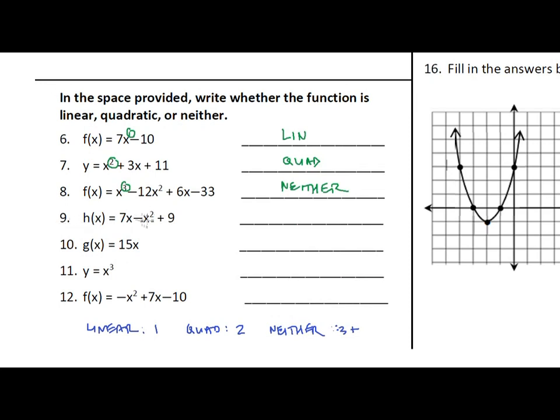Number 9. Easy to make a mistake on this. Students will say, oh, the highest exponent is 1. But it doesn't matter which term it is. Look for the highest one of all 3 terms. And that means this is still a quadratic. Number 10. Highest exponent is 1 here. That means it is linear. Question number 11. Highest exponent is 3. That means it is neither quadratic nor linear. And question number 12, the highest exponent is 2, and that must be a quadratic. That's all there is to these.